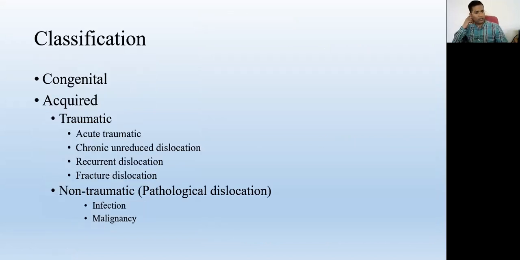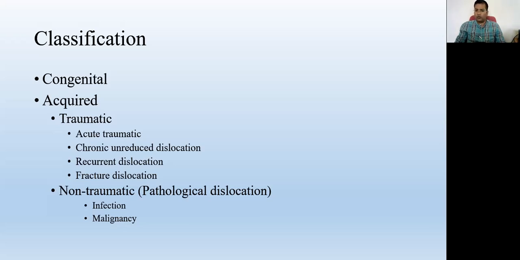The classification on the basis of etiology: congenital and acquired. Congenital means the dislocation is present since birth. The most common congenital dislocation occurs in the hip joint. That is CHD, where the hip joint of the child is dislocated at birth, due to traction during delivery or some other factors.